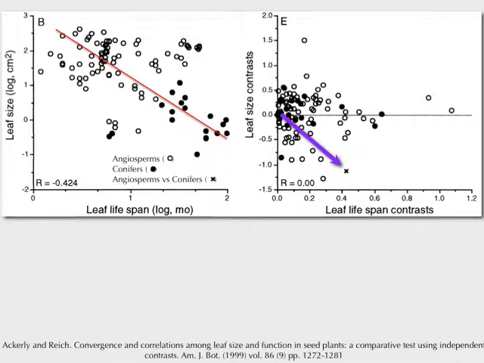It can hurt a little power. I mean, you're dropping a data point. You're making an assumption about how evolution happens. But you can always just test for it first.